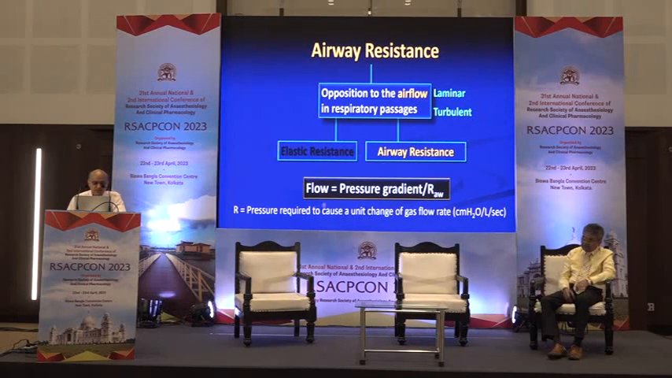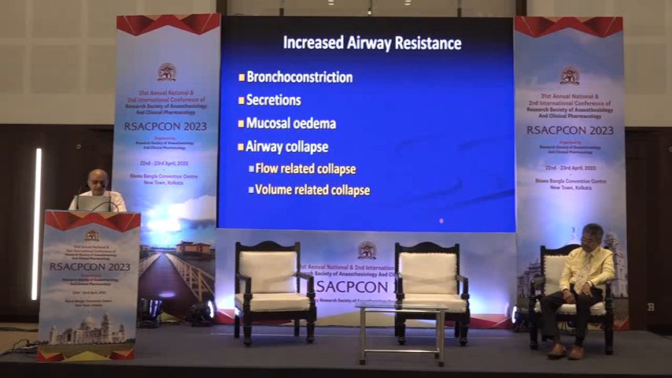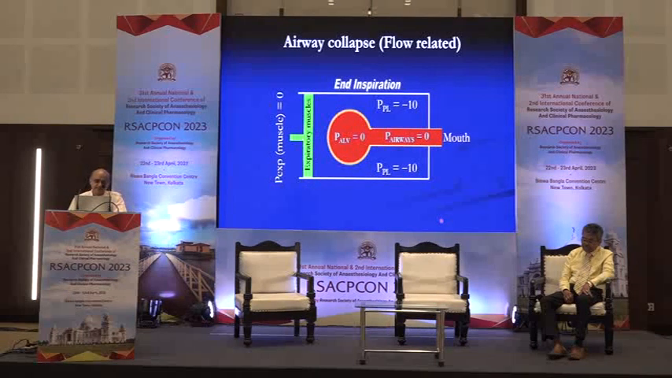So this is the equation for flow, where flow is the pressure gradient divided by the resistance. If you have to talk about resistance, it is the pressure required to cause a unit change of gas flow rate. There is increased airway resistance which can be flow related or volume related collapse. But let's talk more about the flow related collapse because that has more pathological and clinical importance as far as we are concerned.